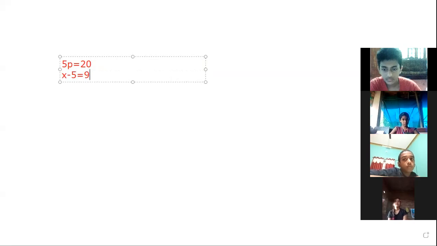What are we doing here? We are subtracting 5 from a number which gives 9. Or we can simply state it as taking away 5 from x gives 9. Taking away 5 from x or subtracting 5 from x gives 9. Both statements are correct.